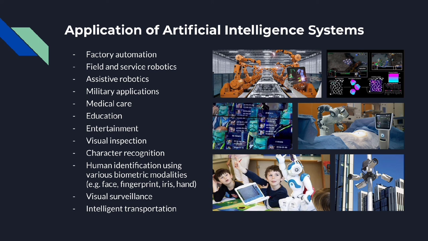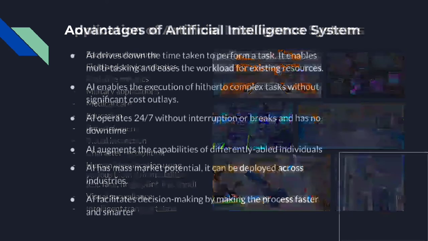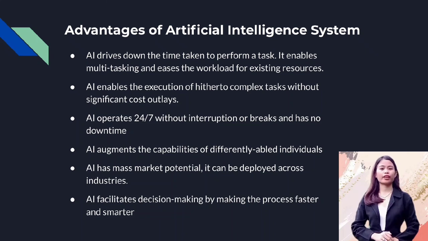Artificial intelligence systems are poised to fill a growing number of roles in today's societies, including factory automation, field and service robotics, assistive robotics, military applications, medical care, education, entertainment, visual inspection, character recognition, human identification using various biometric modalities, for example face, fingerprints, iris, hand, and visual surveillance, intelligent transportation.